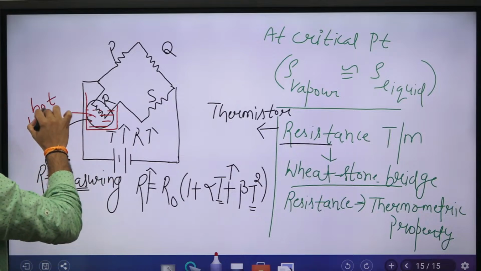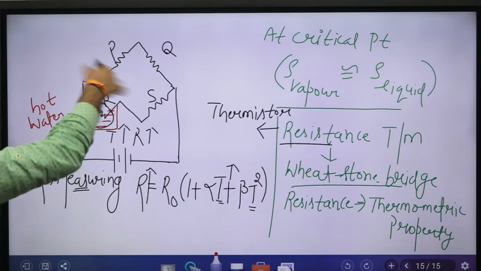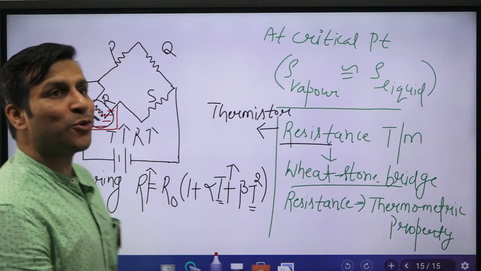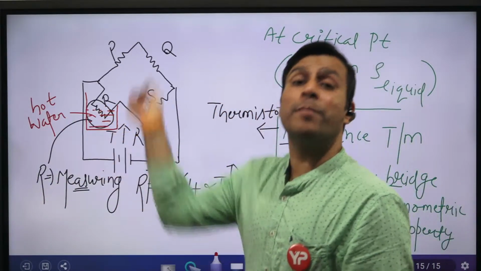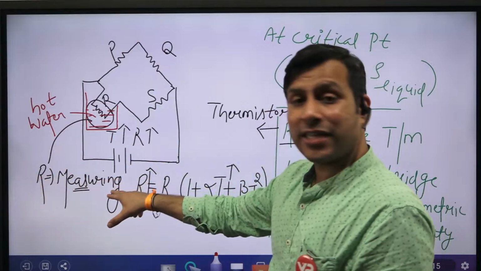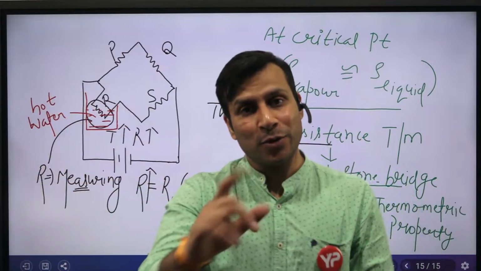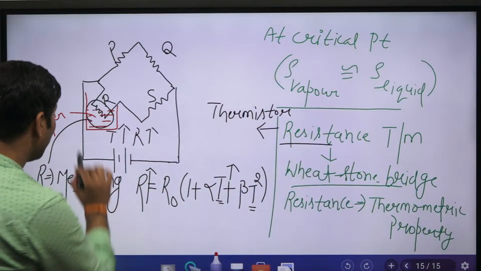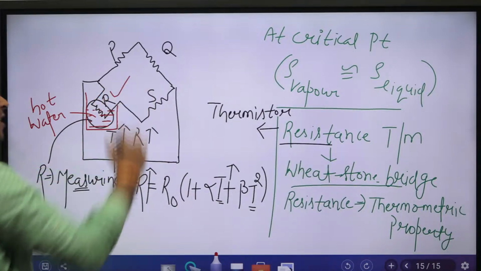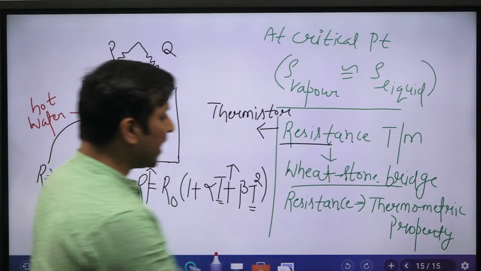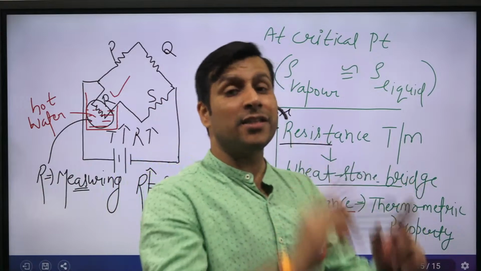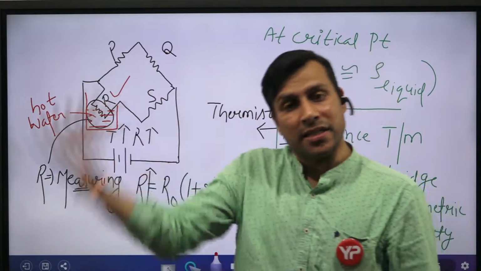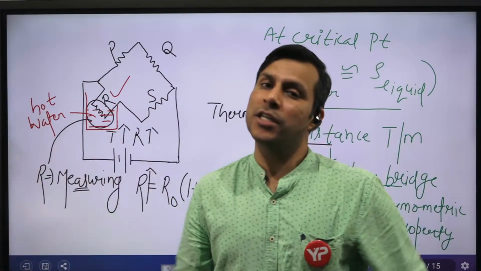So when you bring this resistance into some hot fluid, will this resistance change or not? Yes, it will change. So when it changes, you are measuring that change. By measuring that change, you are defining the temperature, because you know what temperature is. We are not measuring temperature here, we are measuring the change in resistance. That's why we are saying that resistance is the thermometer property, because we are measuring only the change in resistance. By measuring the change in resistance, we are defining the change in temperature.